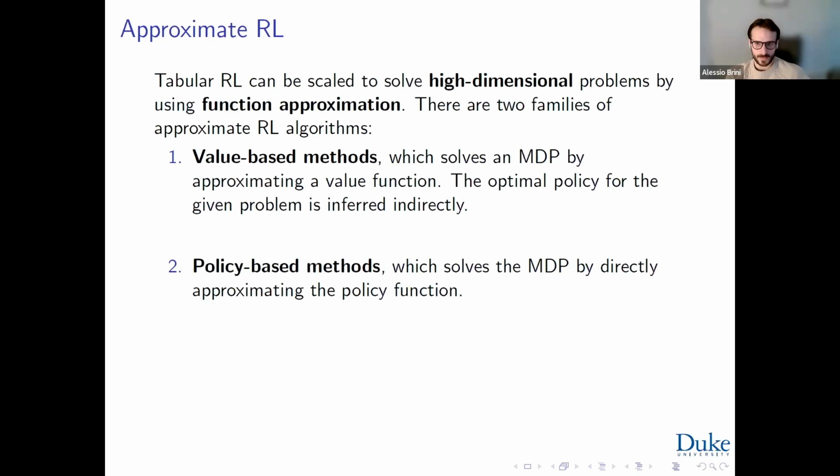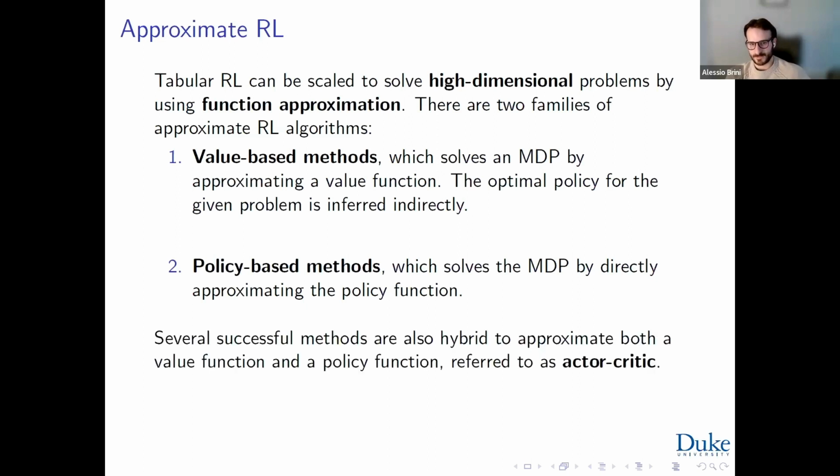Or you can have policy-based methods, which are more direct in the sense that they don't necessarily deal with a value function, but directly approximate a policy function. The reality is that in deep reinforcement learning, a very successful method is actor-critic, which means that they combine both. You estimate at the same time a value function and a policy function. This has been proven to be effective. If you look at the state-of-the-art reinforcement learning algorithms, most of them work in an actor-critic setting.